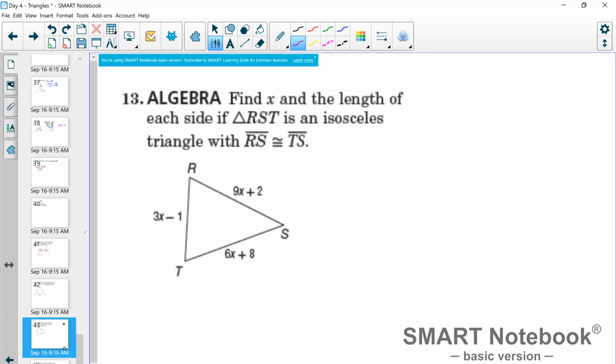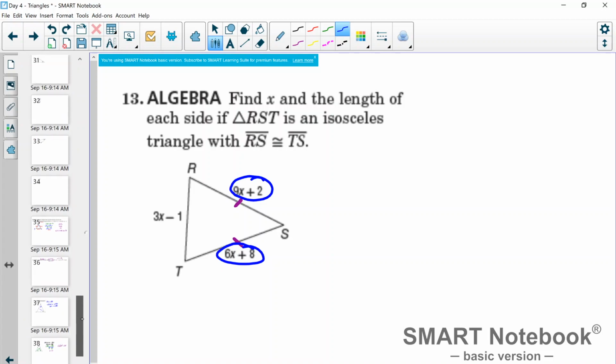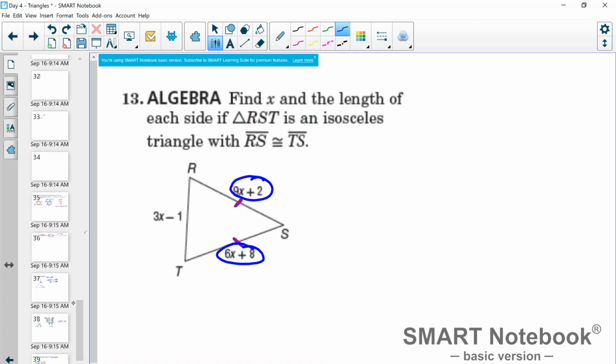This last one, find x and the length of each side if this triangle is an isosceles triangle with RS congruent to TS. So this tells me these two sides are the same. I would take 9x plus 2, set it equal to 6x plus 8, solve for x, plug it in to find the length of each side. So that is using properties of triangles and their sides, angles, and properties in order to figure out missing variables, missing angles, and overall length of sides.